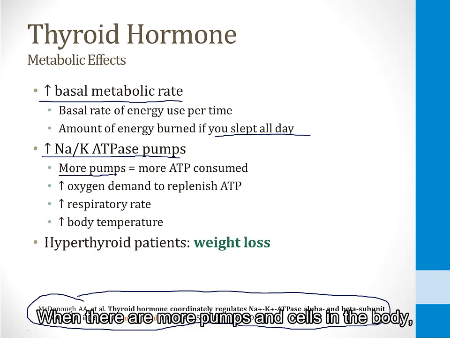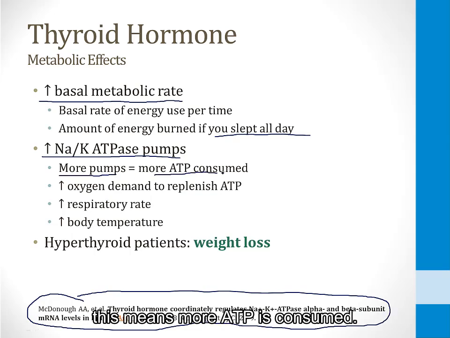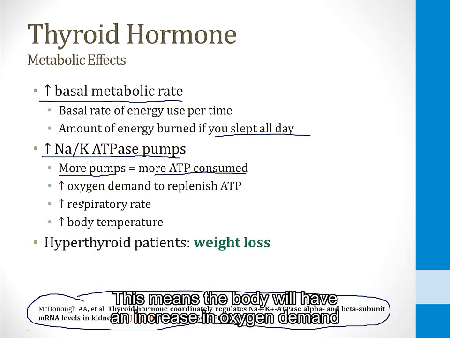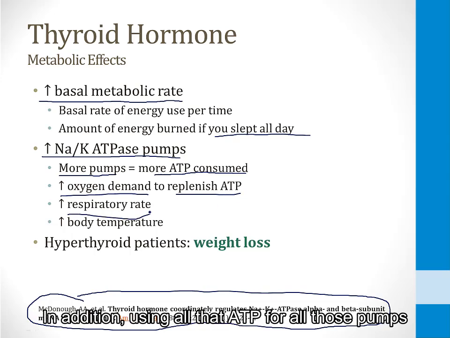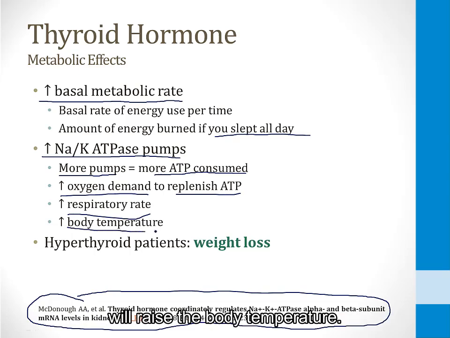When there are more pumps in cells in the body, this means more ATP is consumed. This means the body will have an increase in oxygen demand so it can replenish the ATP. This will raise the respiratory rate to meet that oxygen demand. In addition, using all that ATP for all those pumps will raise the body temperature.